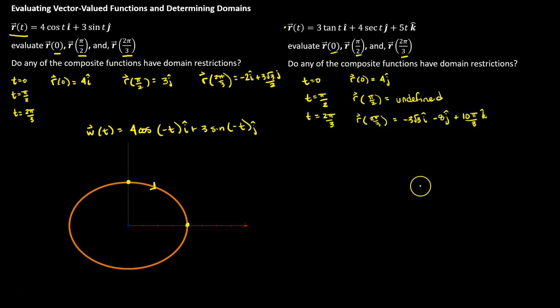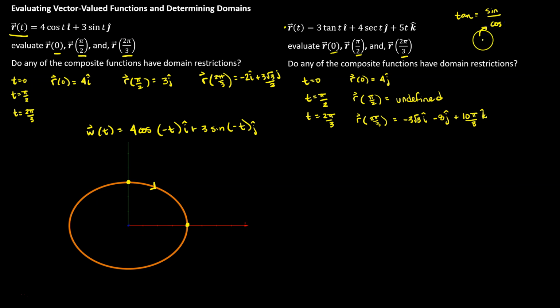Evaluating the function at t equals 0, I get a 0 in the i hat component, 4 in the j hat component, 0 in the k hat component. Evaluating the function at pi over 2, when I try to plug pi over 2 into tangent, I get a domain error. And that's because tangent, if we remember, is sine over cosine.